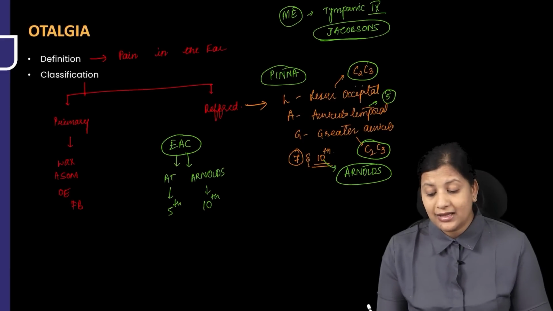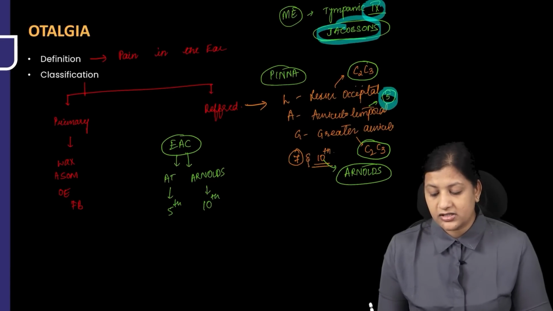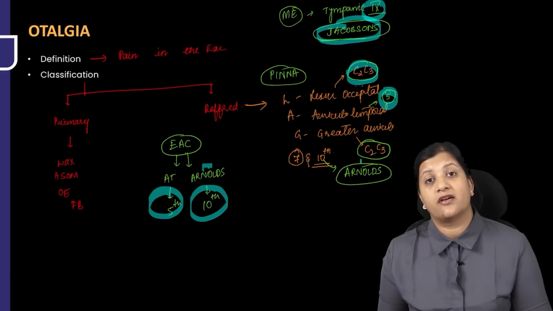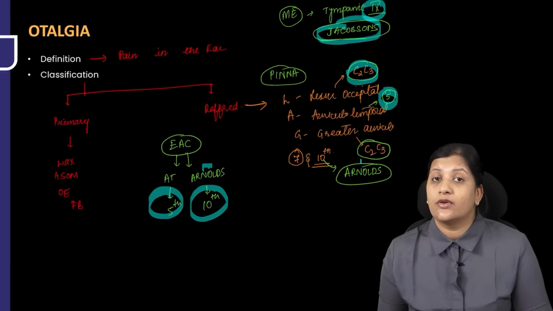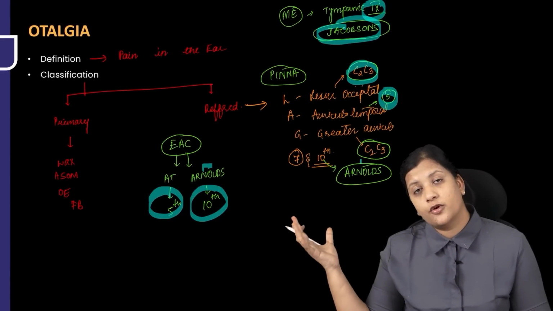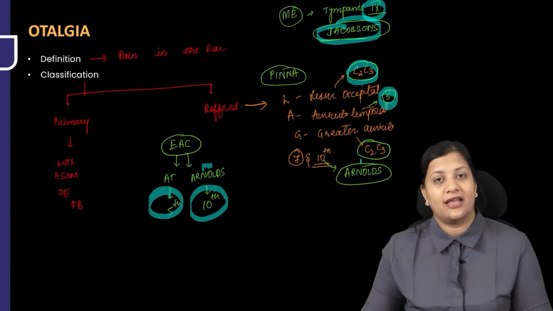Now, can any of these nerves, Jacobson's nerve, which is a branch of the 9th nerve, the trigeminal nerve, the C2, C3 nerves, and the auricular branch of the vagus nerve, supply other parts of our body, and from those areas can we have referred pain to the ear? Yes, this can happen. How?